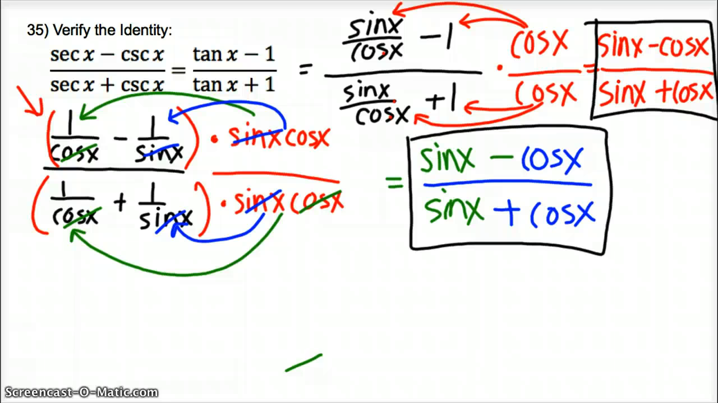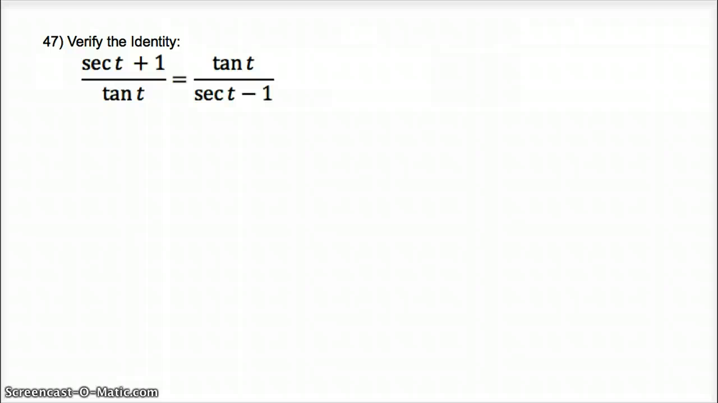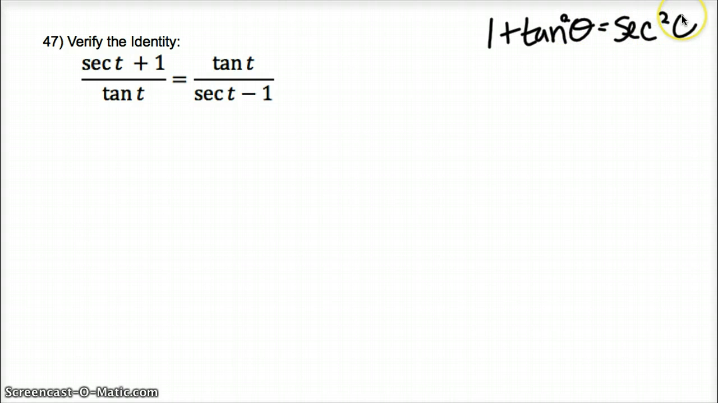The next one that was a tough one for many of us, and even for me the first time, was verifying the identity for 47. So secants and tangents, some of our instincts are to change things to sines and cosines. And even I did this the first time, but if I also look at my identity sheet, I see an identity that says 1 plus tangent squared of theta equals secant squared of theta.